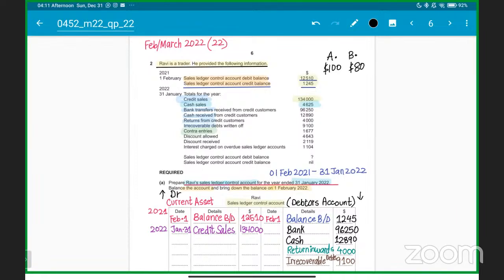Okay, getting it? A needs to pay B $100, and B needs to pay $80 to A, because they both engage in trade, purchases and sales. So what we need to understand, students, is that at the end of the year we will do the contra set off between them.